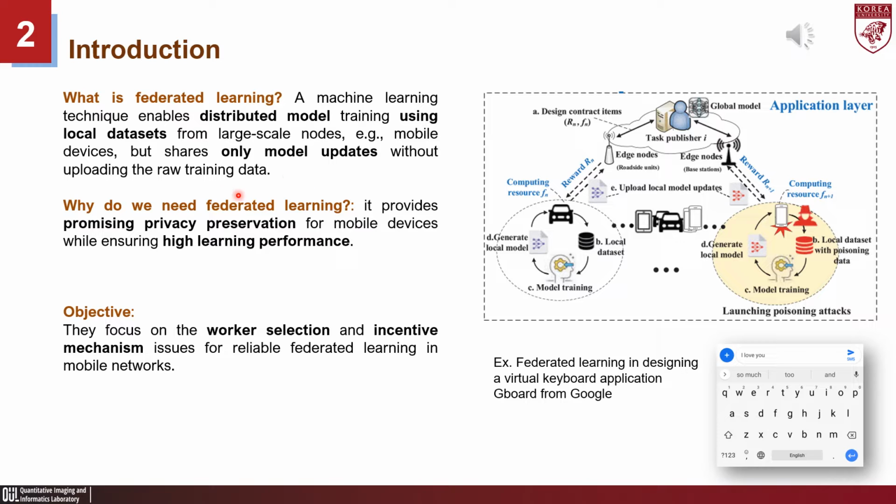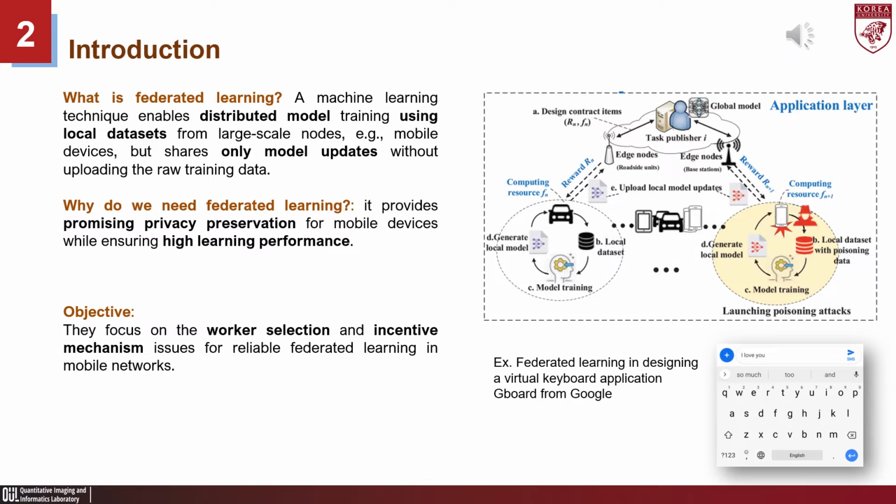Why do we need federated learning? Because it provides promising privacy preservation for mobile devices while ensuring high learning performance. The objective of the work is to focus on the worker selection and incentive mechanism issue for reliable federated learning in mobile networks.